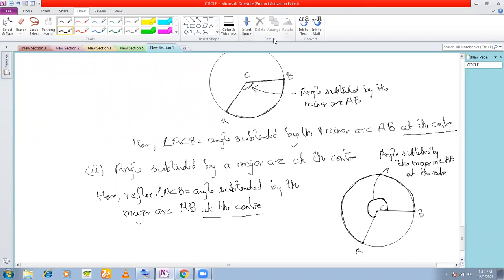Tell me, did you understand the difference between angle subtended by a minor arc at the center and angle subtended by a major arc at the center? Yes, sir. I hope this is clear. So please be very clear. In class 10, do not confuse. Okay? Sir, I haven't understood this one. Which one? Angle subtended by major arc, sir, the difference between both of them.